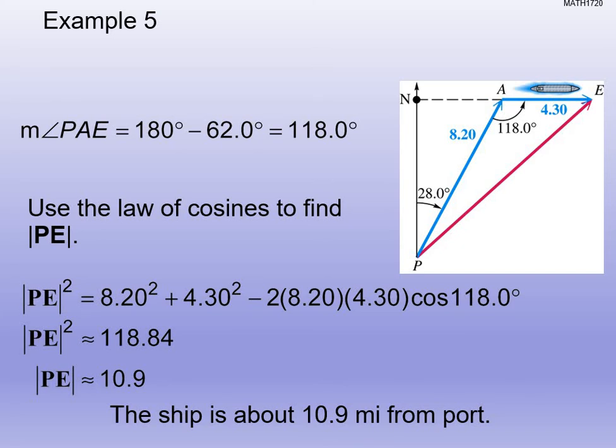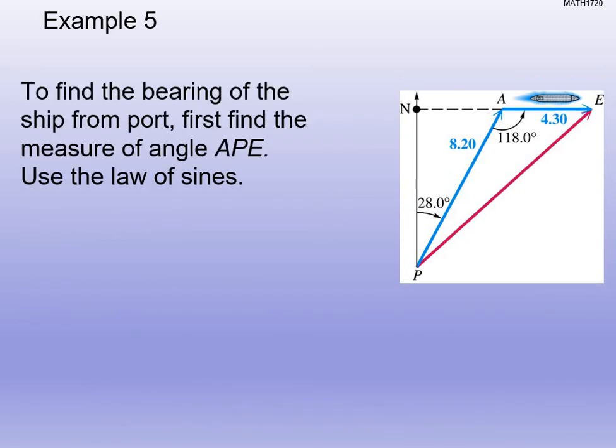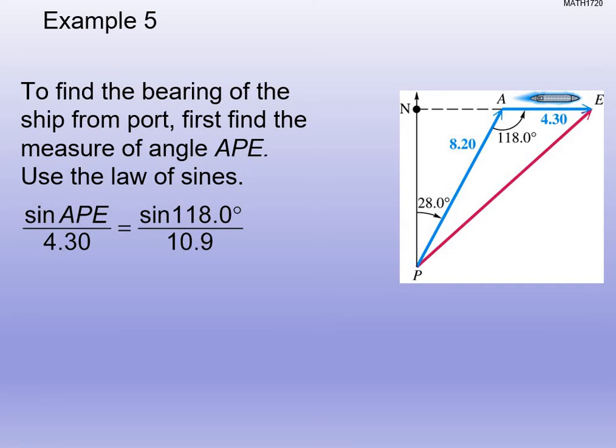Okay, now that we know it's 10.9 miles, we're able to use that information to help us find the small angle that we have to add to the 28 to find its bearing from port. So we want to find APE. That's the little angle, and then we're going to add that to 28 to figure out its bearing from port. We're going to use the law of sines in this case. So we take sine of APE over 4.3 equals sine of 118 divided by 10.9. That's the vector distance that we calculated.